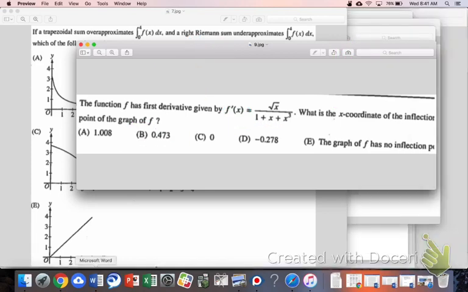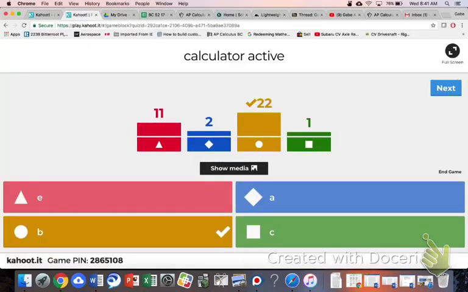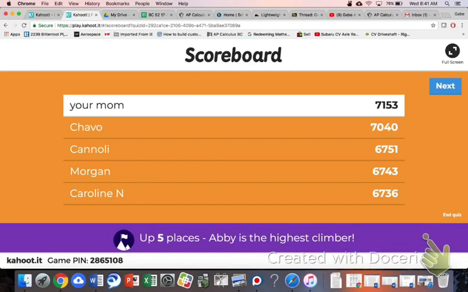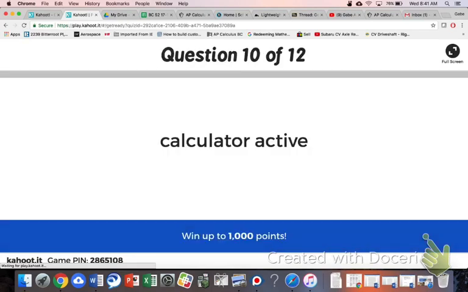All right, down to our final couple here. Final 3, I think. Oh, your mom's back in the lead. All is right with the world. All right, last 3.